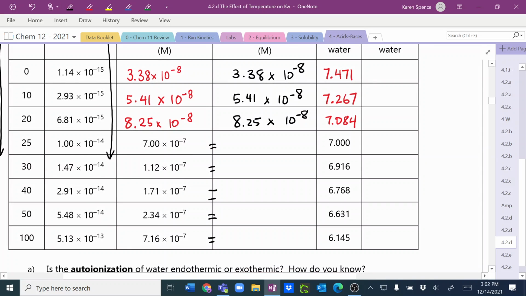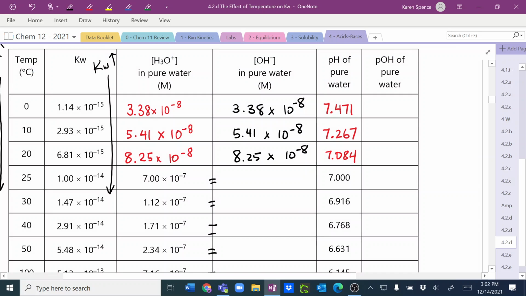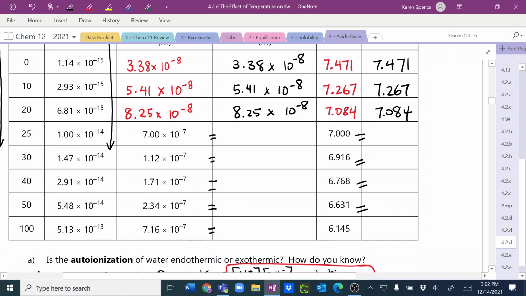How about our pOH? Oh my gosh, it's the same. So I'm going to do the same thing. I'm going to write down a few just so I notice the trend. 7.267, 7.084, and now I'm just going to write these are equal. That way I don't have to write so much.